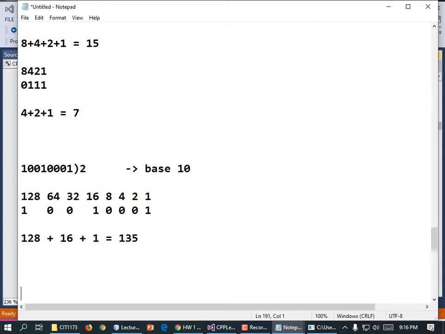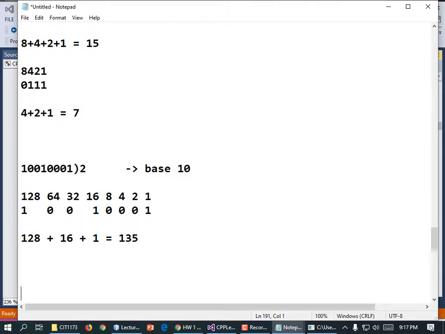So if we have this number, 135, we're going to just keep dividing by 2 and take note of the remainder. So 135 divided by 2, rounded down, is 67 with a remainder of 1. Yeah, because it's 67.5, but we're going to round down each time to get a whole number. And so 67 divided by 2 is 33, with a remainder of 1.